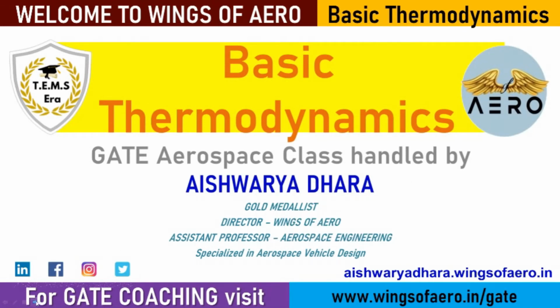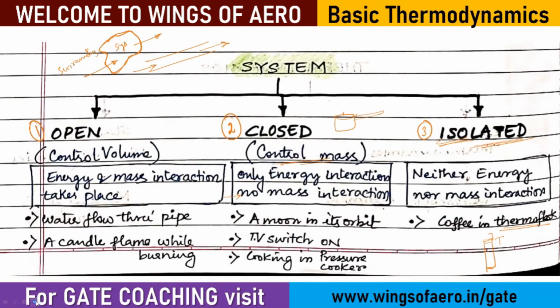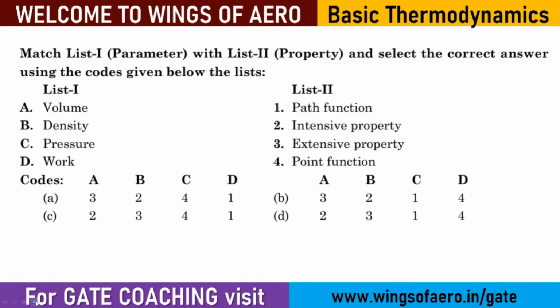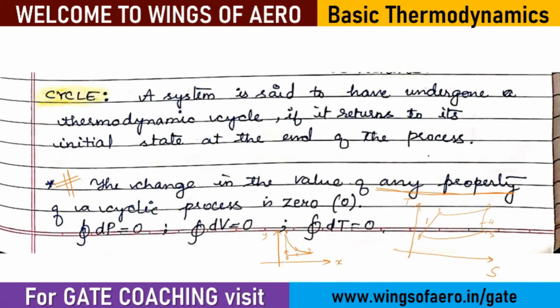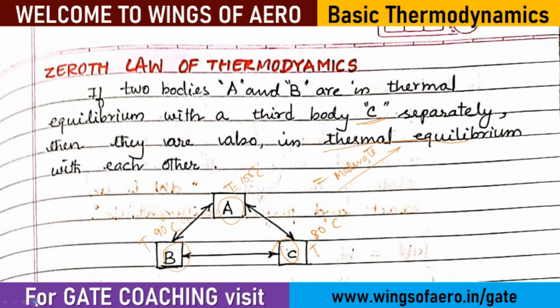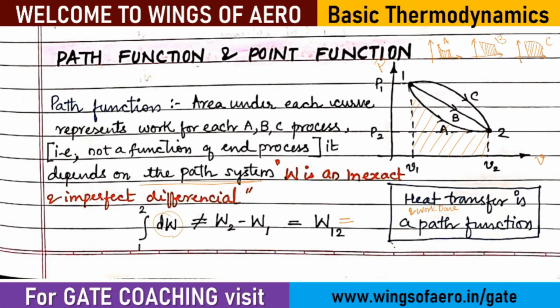So today we will see about basic thermodynamics. Last class we discussed all the systems, the properties and the thermodynamic processes, right? It's a basic process, and we have also seen what the zeroth law is, and what the sign convention is for heat and work transfer. Then we also saw what a path function and a point function are. So we should know how to distinguish between a path function and a point function.